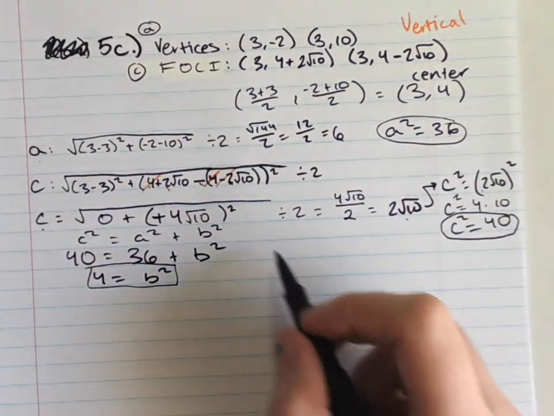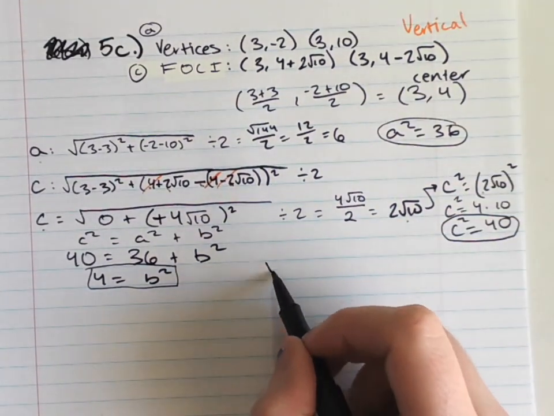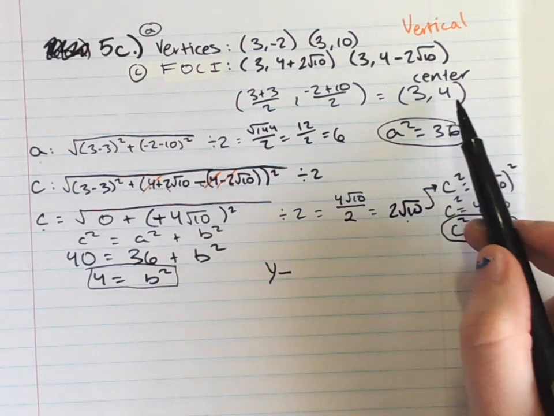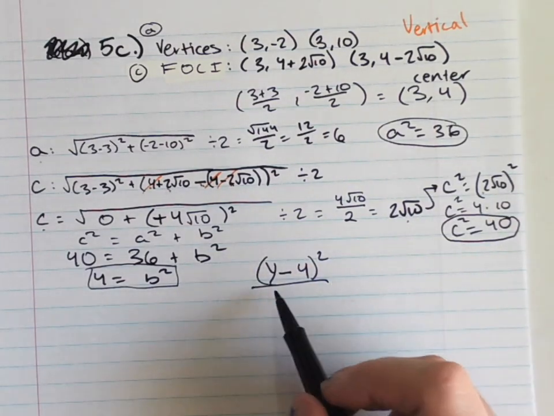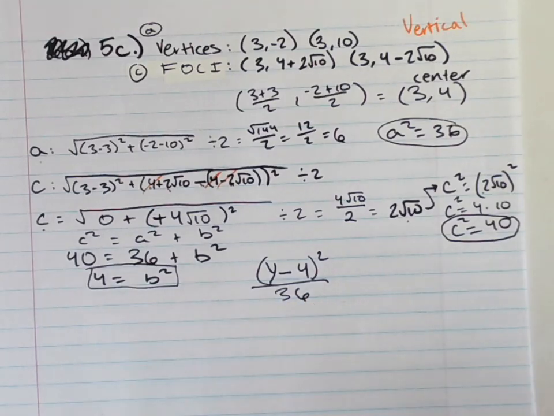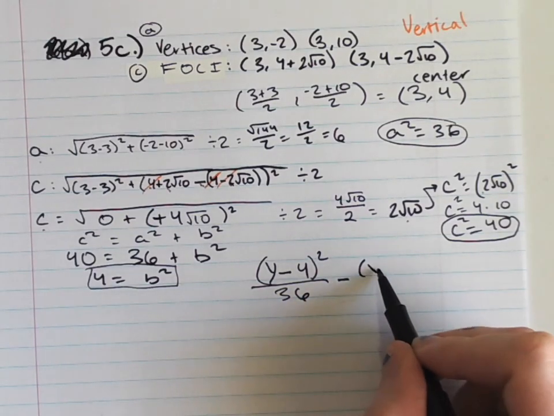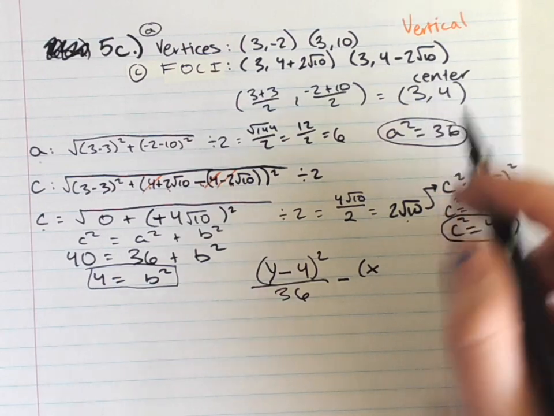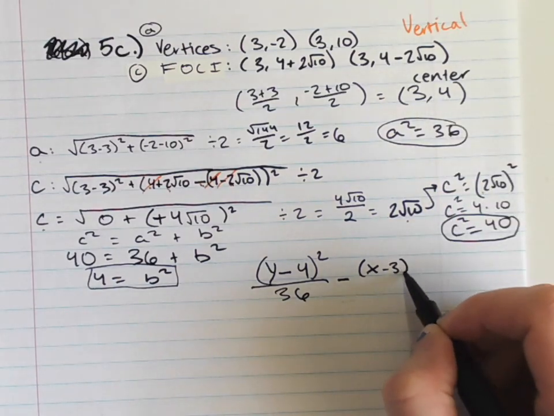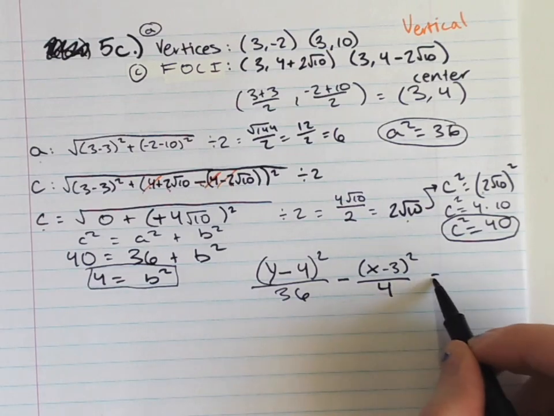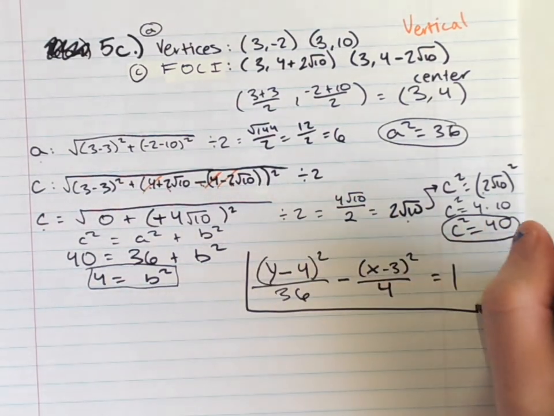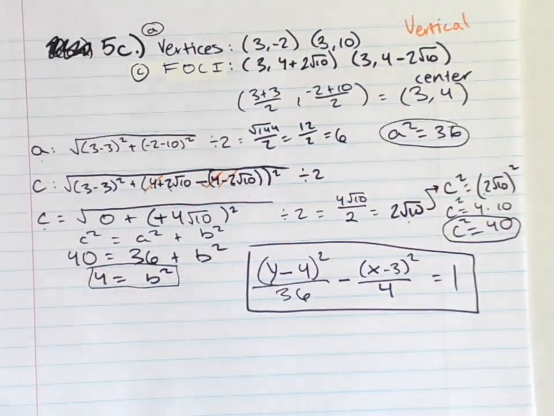So we've got a vertical equation, so it's going to be y take away k, which is 4, over A squared, take away x minus h, which is 3, over B squared. And I'm done with that one.